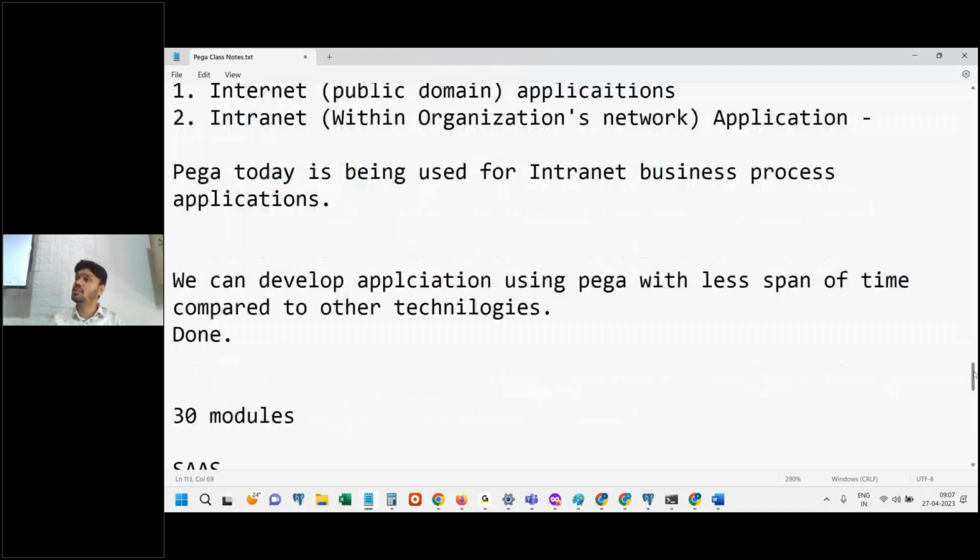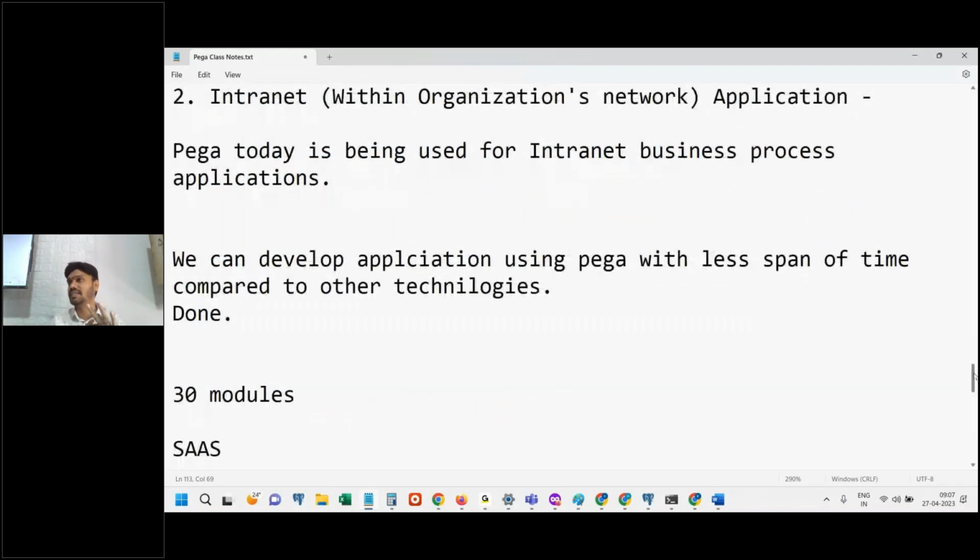And especially for Amazon, PEGA is there. For Apple, PEGA is there. Amazon, they are using PEGA. Apple, they are using PEGA. So PEGA is being used by so many clients. So we can develop applications using PEGA within a shorter span of time.